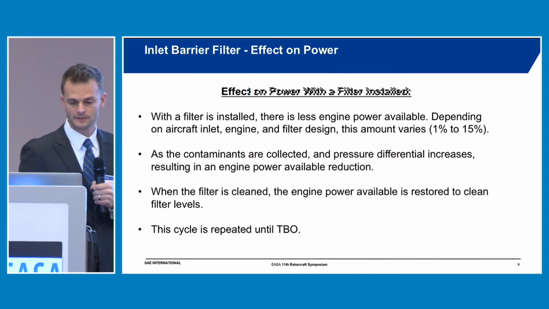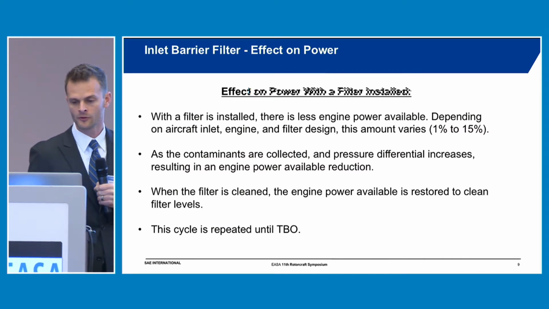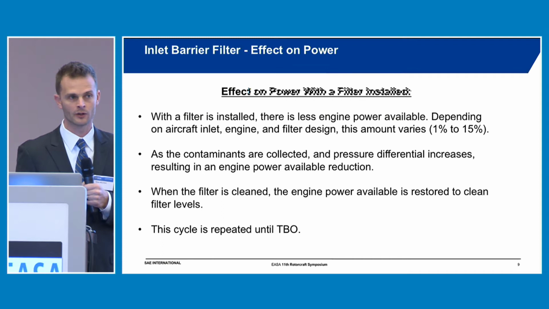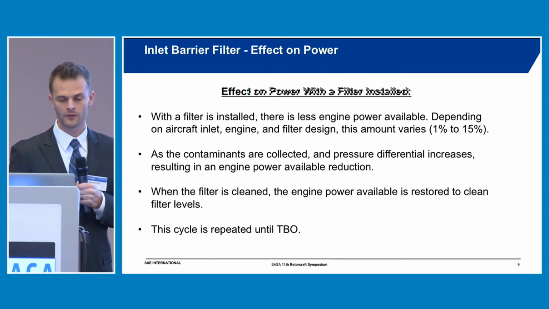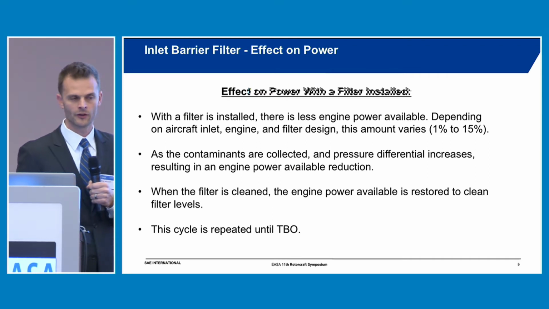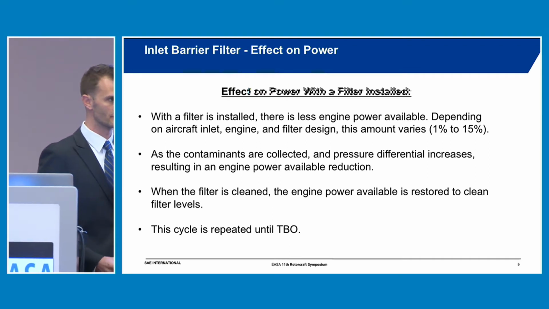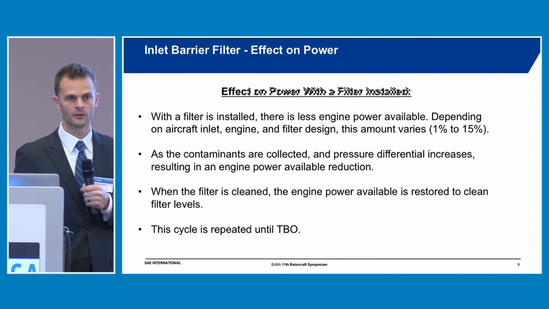So what's the effect? When a filter's installed, there's an initial loss of power. Depending on the inlet, the engine, the filter design, that can range anywhere from 1%, perhaps up to 15%. As mentioned before, as the contaminants are collected and the pressure increases, the power available will decrease. And then once the filter is clean, the power is restored again to near clean levels. And this cycle of building up debris and cleaning is repeated typically until TBO is reached.